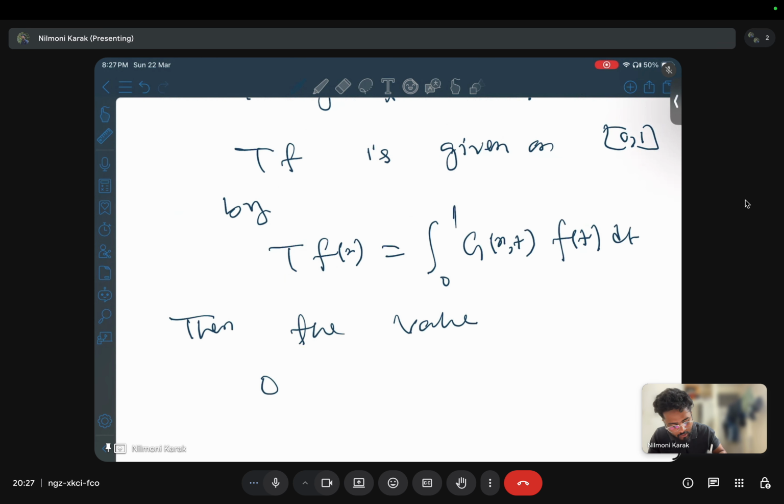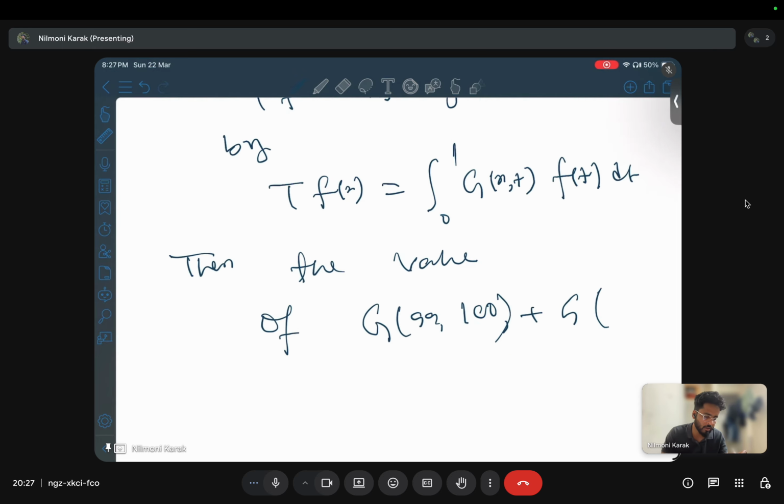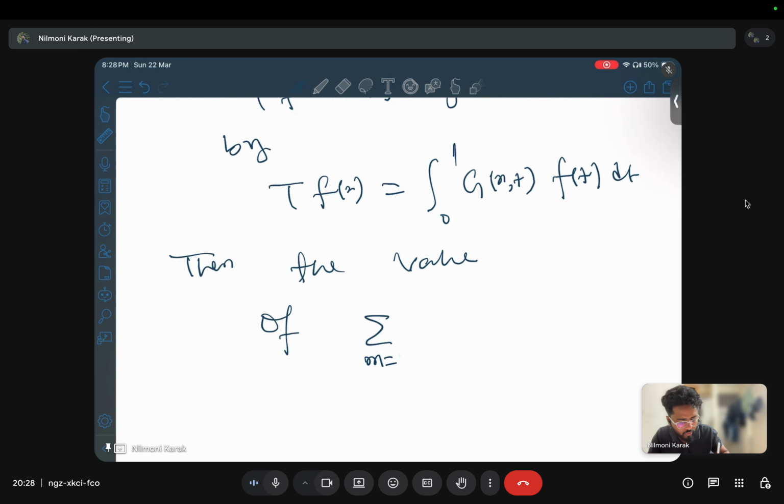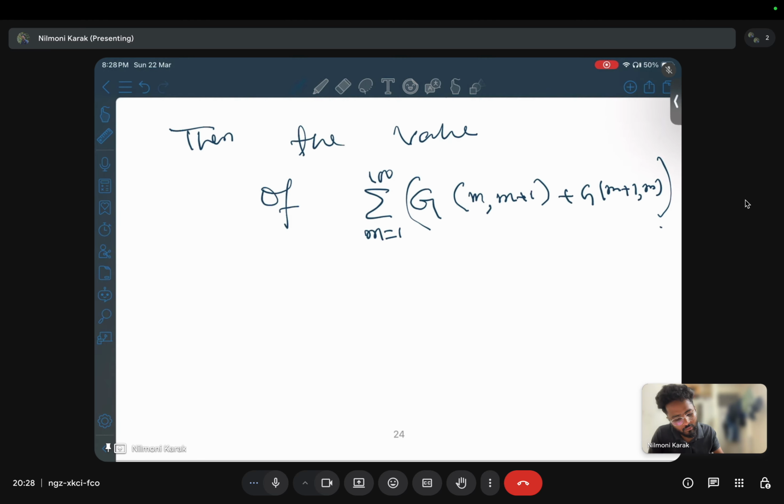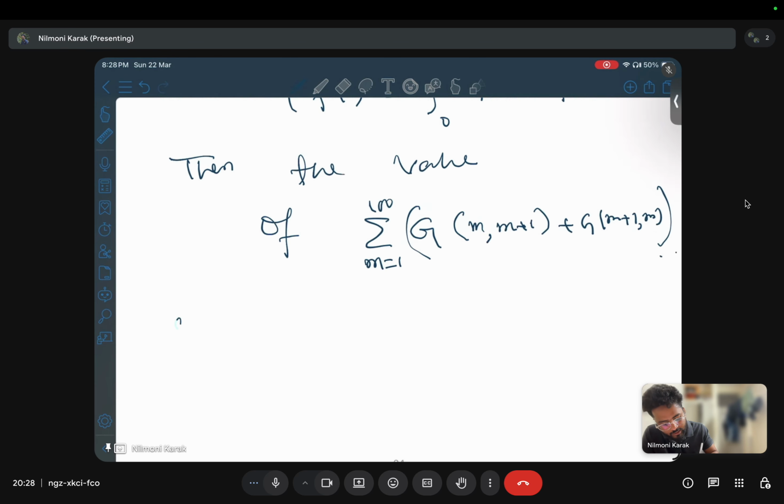Then the value of the sum, m equals 1 to 100, of g(m, m plus 1) plus g(m plus 1, m). Okay, let us solve.